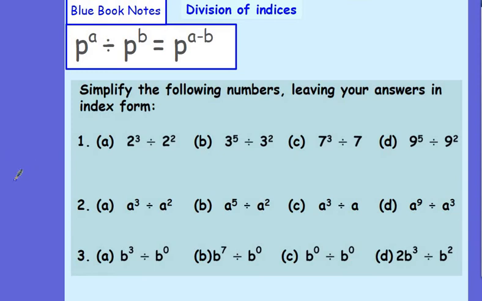In your light blue books, please pause the video for 10 to 15 minutes and have a go at simplifying the following, leaving your answers in index form. For example, the first one would be 2 to the power of 3, take away 2, which would give me 2 to the power 1, or just 2. Pause the video and complete these questions in your light blue books now, please.